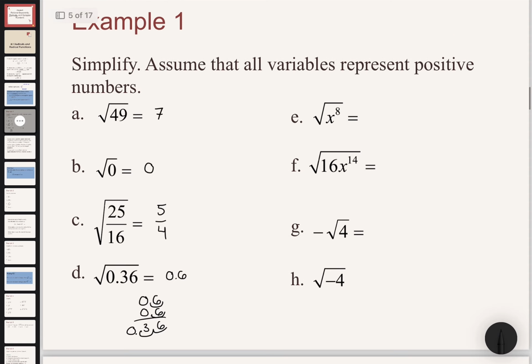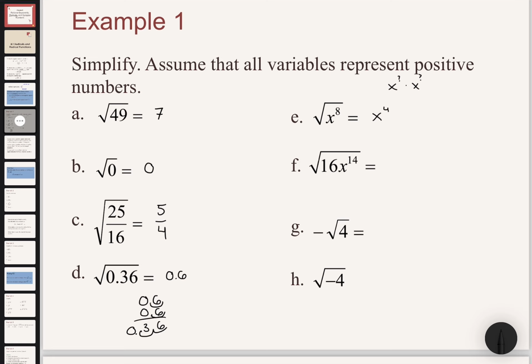All right, what about this one? Square root of x to the 8th. So what x with an exponent times itself would give us x to the 8th? Remember, when I am multiplying, like x to the little question mark times x to the little question mark, when I'm multiplying with the same base, I want to add those two. So what plus itself equals 8? X to the 4th.